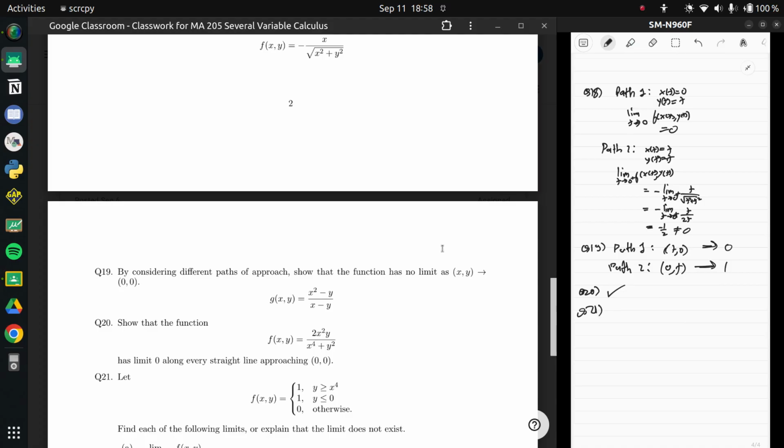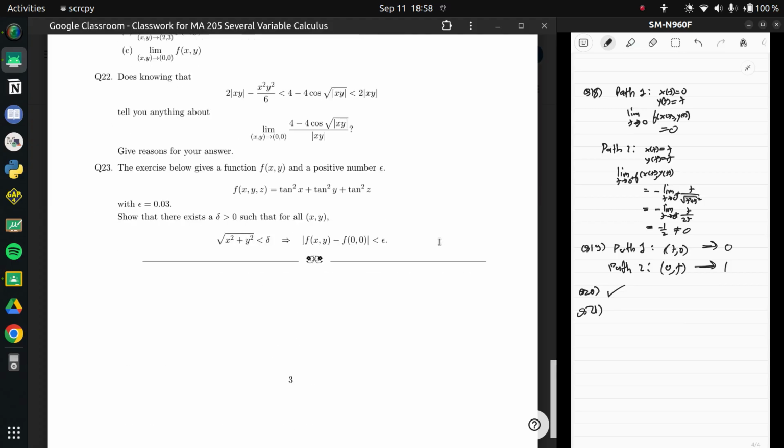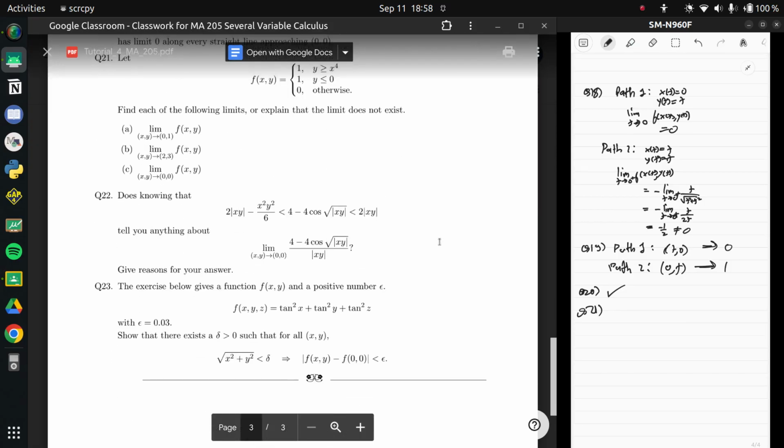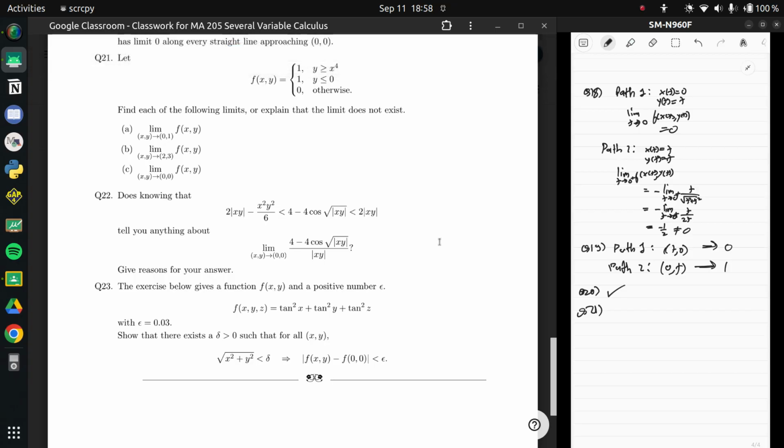Question 21. Okay, that was it. That was the whole tutorial. Seriously. Let f of xy be this piecewise. Find each of the following limits or explain that the limit does not exist. Okay, limit as xy tends to 0, 1 of f of xy. So when you set x to be, wait a second, right, 0, 1.